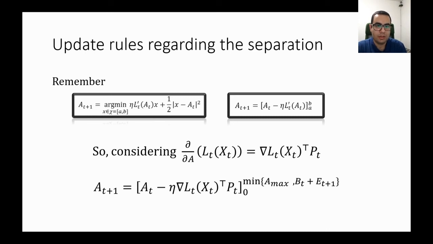Now, remember the update rule for gradient descent on a closed interval? We're going to use it for the amplitude. Let's combine these two. As you can see, only the derivative term is different from what we have already seen. The derivative is the partial gradient of the loss function at xt with regard to a. And look at the projection interval: the amplitude can go down to 0, and it cannot pass A max, the maximum output energy, and Bt plus Et plus 1, which is the available energy for us.